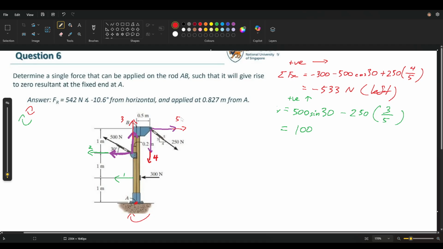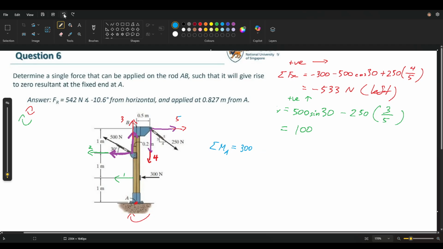Do we have any more? Nope. Alright, so now we need to know that our moment will have 5 forces contributing to it. So let's use the blue ink now. Moment about A equals to, let's do the green arrow first. It is 5. So green arrow, we have 300 times 1.